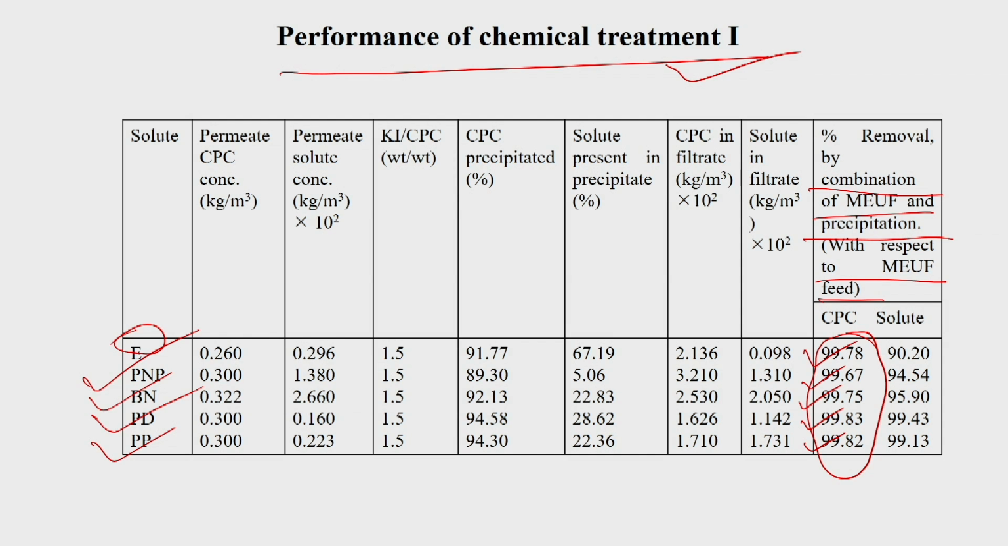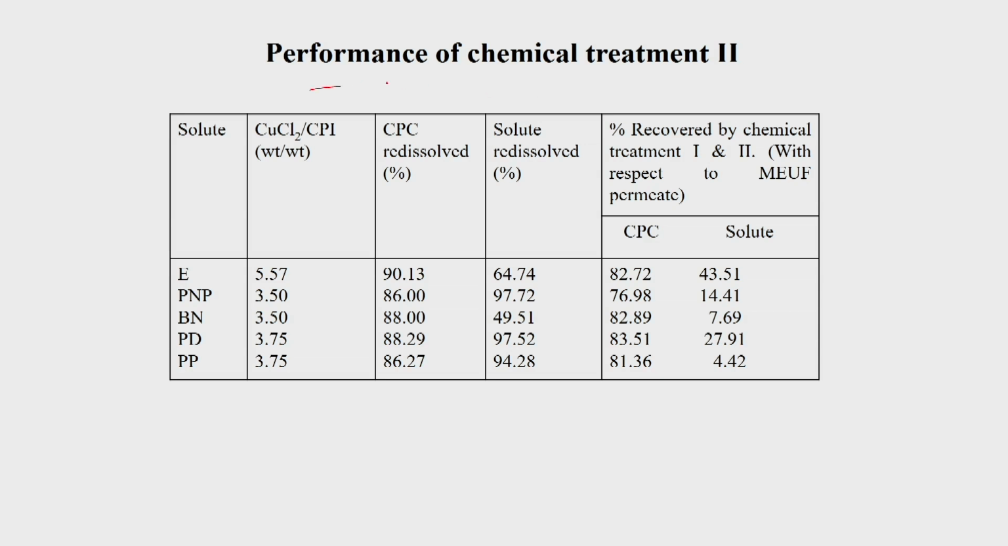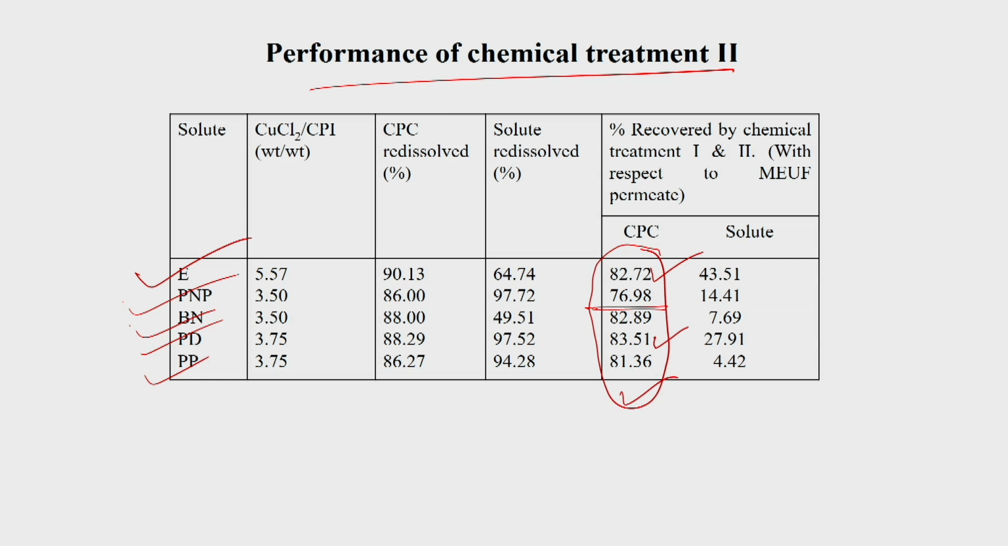It is observed that the usage of this recovered surfactant is feasible, and the properties of the recovered surfactant are similar to those of the pure surfactant. Whenever we do this in treatment process 2, the regeneration also, for these cases of eosine dye, para-nitrophenol, beta-naphthol, potassium dichromate, and potassium permanganate, the CPC recovery is to some extent lower, ranging from around 77% to around 84%. So, here the recovery by chemical treatment 1 and 2, with respect to the MEUF permeate, is to some extent lower, but overall we are able to recover the surfactant which comes out through the permeate, and that can be reused.